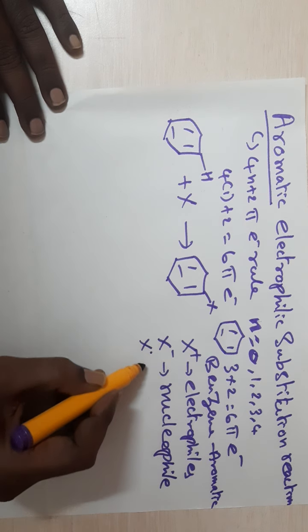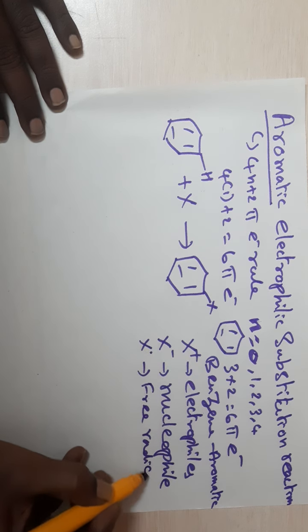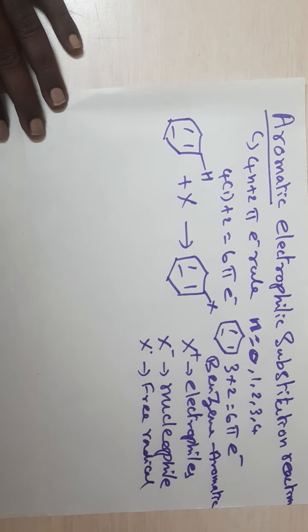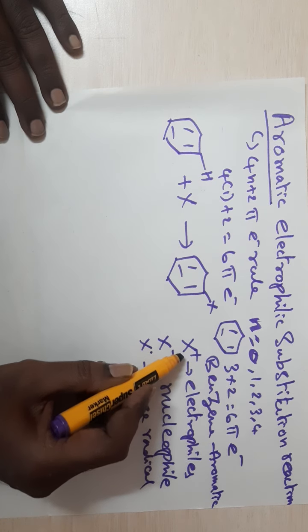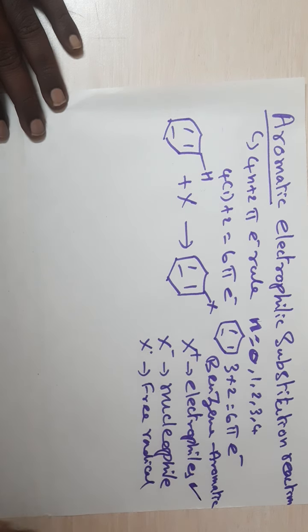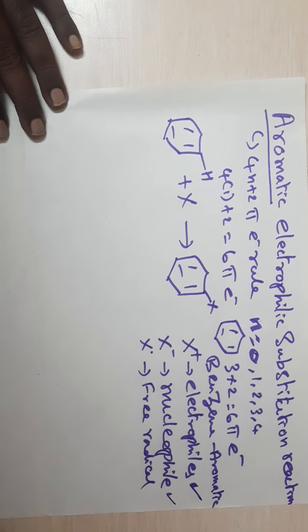Suppose if X is a radical, then it is a free radical. Free radical substitution is also possible in organic substitution reactions. So if X is having a positive charge, it is called an electrophile. If X is having a negative charge, it is called a nucleophile. If X is having an odd electron, it is called a free radical. I already explained how these attacking species are formed.